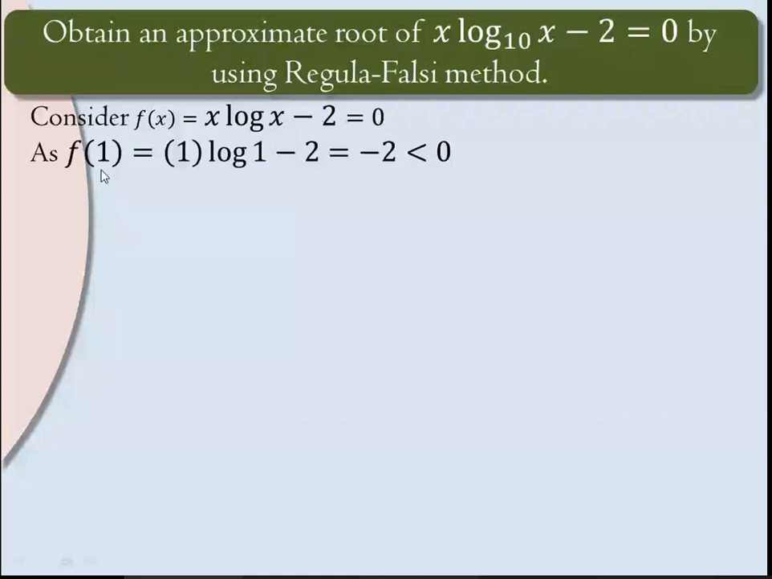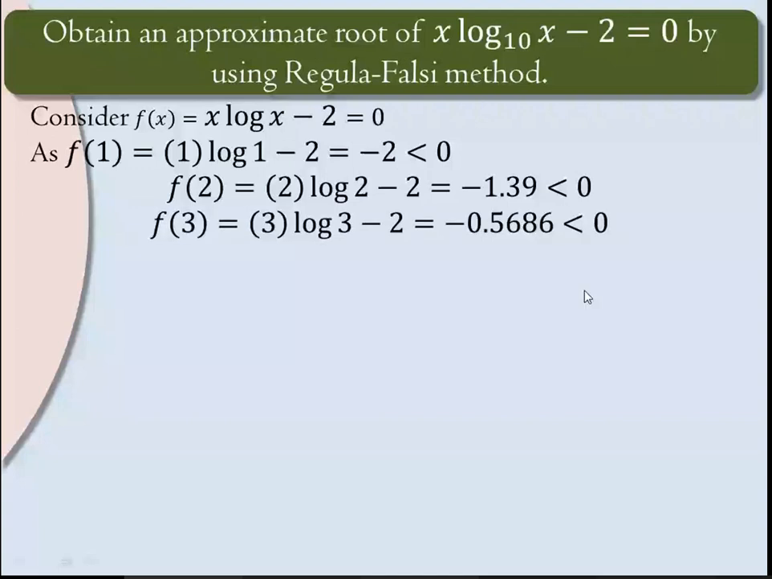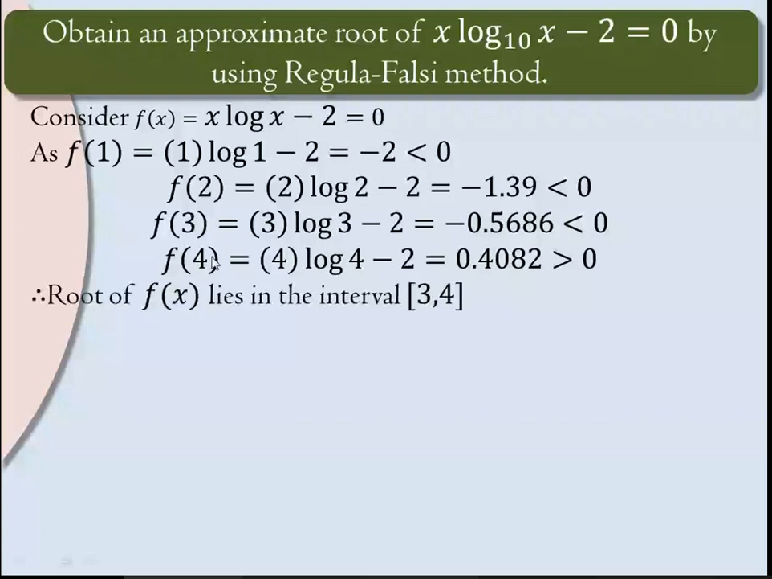f of 1 is negative. Checking for 2, f of 2 is also negative. So go further because we want opposite signs. f of 3 is also negative. So go for the next value, f of 4. f of 4 is positive. f of 3 is negative, f of 4 is positive. So we take the values in between these two. So the interval is 3 to 4. The root will lie between 3 and 4.